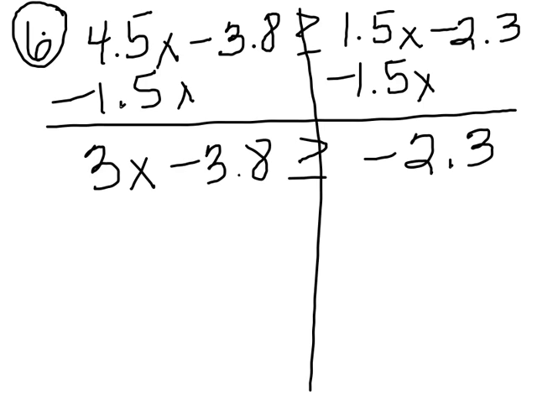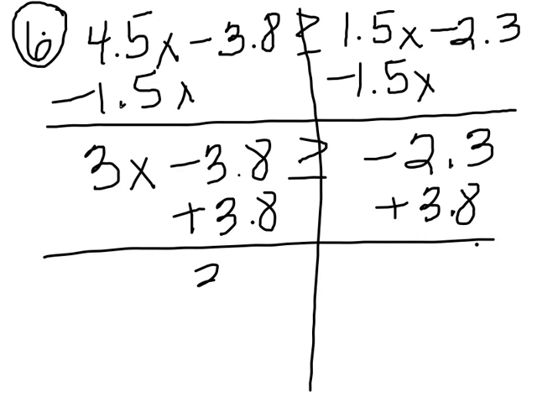Okay, what is the next thing we need to do to get x by itself? We need to add 3.8 to both sides. So we have 3x. Because we are adding, we do not flip our signs. And now, what is 3.8 minus 2.3? So we get a positive 1.5.